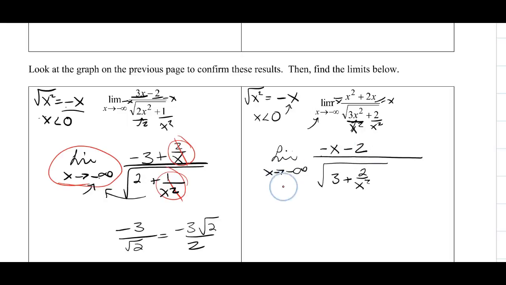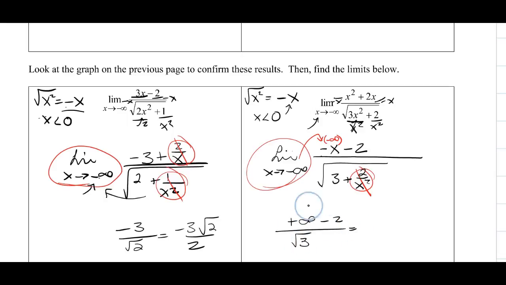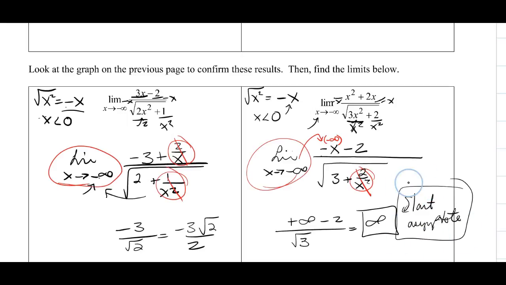Now I can take my limit as x approaches negative infinity. Anything with x still in the denominator approaches 0. And I have an x left, so I would do some direct substitution, and I'm going to plug negative infinity in here. That's going to give me negative negative infinity, which is positive infinity, minus 2 over radical 3. Positive infinity minus 2 is still positive infinity, and dividing that by radical 3 is still positive infinity, and my answer is positive infinity, which tells me that I'm going to have a slant asymptote, a slant or oblique. And that's it.